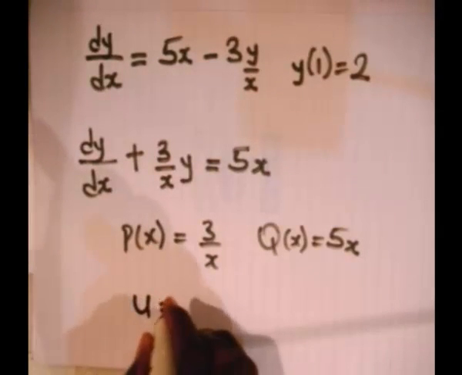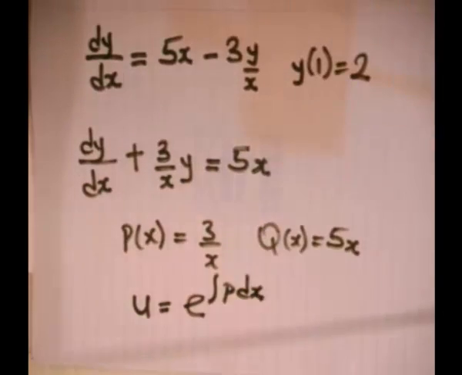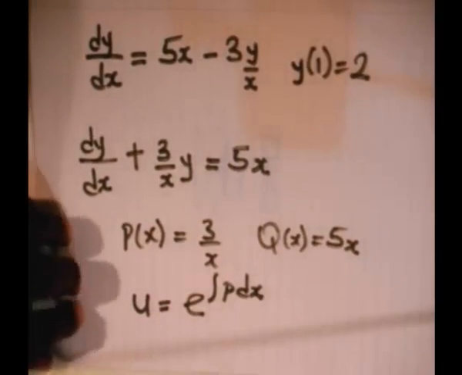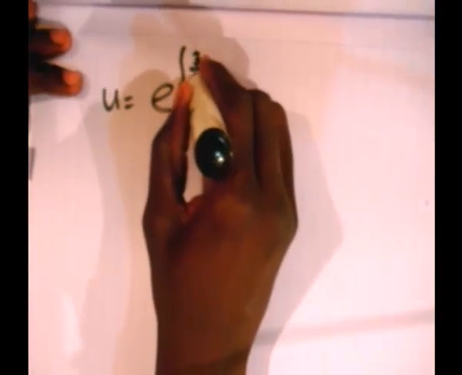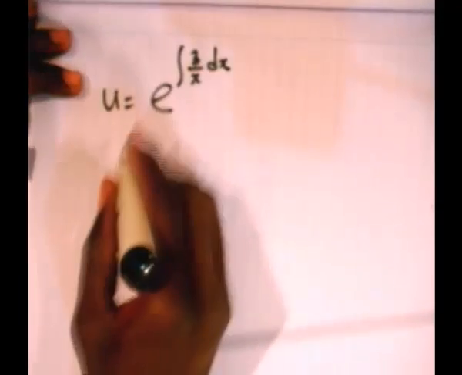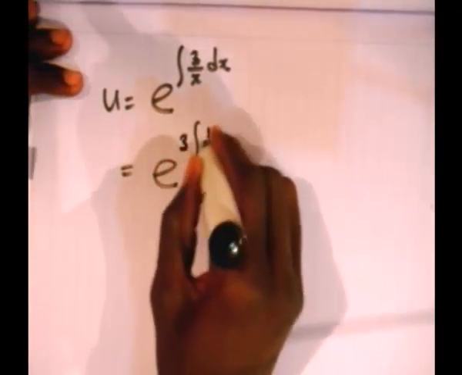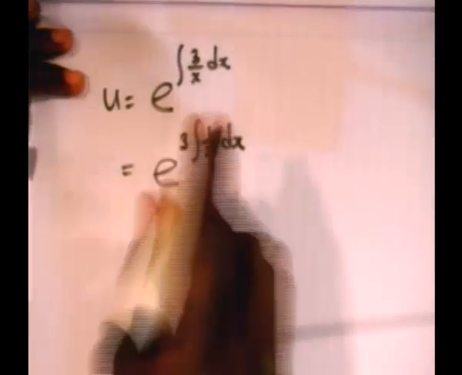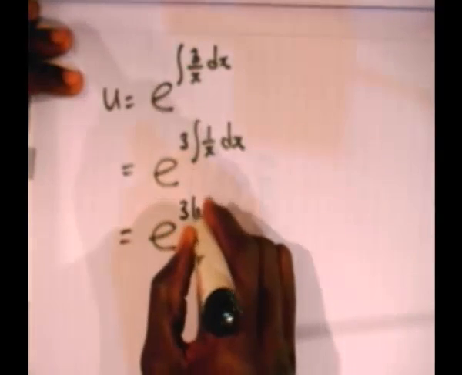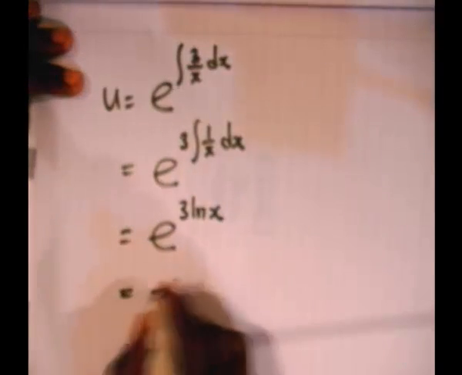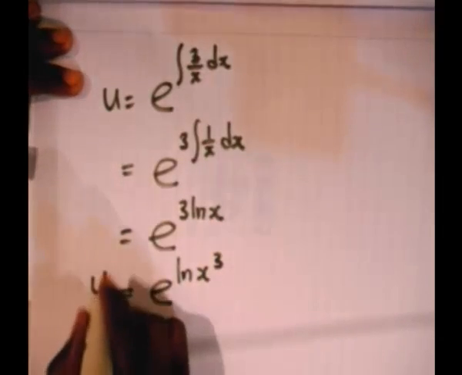The next thing we do is to obtain our integrating factor u equals exponential integral p dx. Please, we should not forget this. So u equals exponential integral of 3 over x dx. This gives us 3 integral 1 over x dx. Let our focus be on the integral for now. 3 ln x, exponential ln x cubed. This is u.